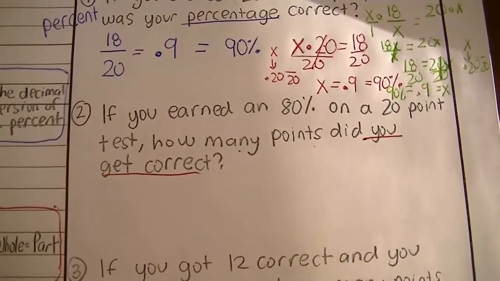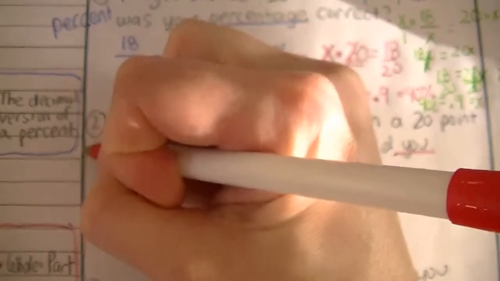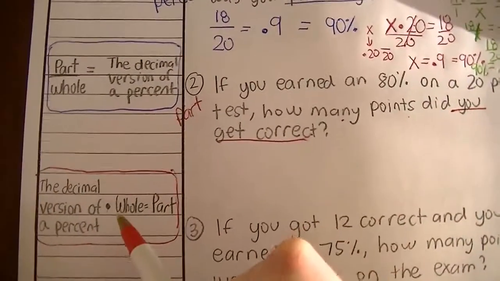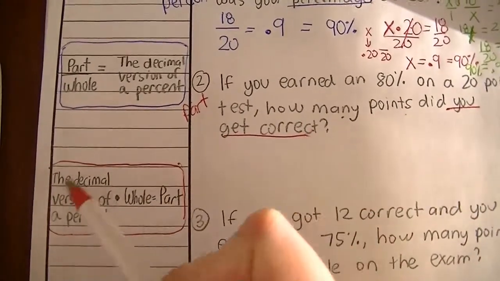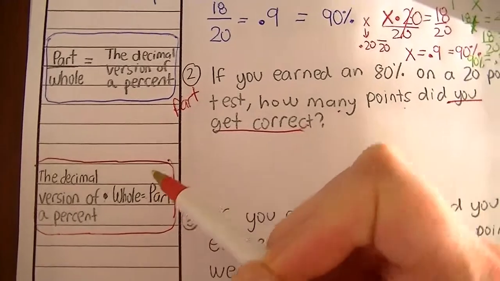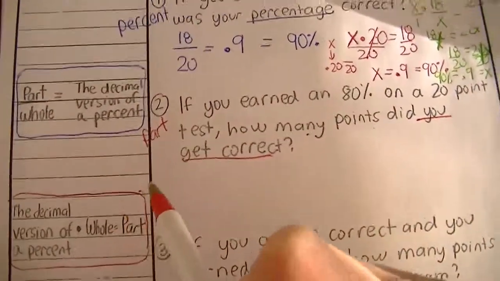That implies that you're going to be solving for a part. So I'm going to label number 2 as a part. Okay? And the fastest equation to use would be this one right here, because you'll see that part is already isolated to solve for it.